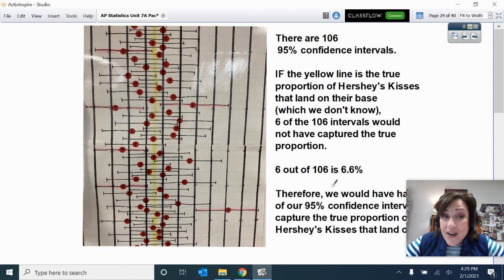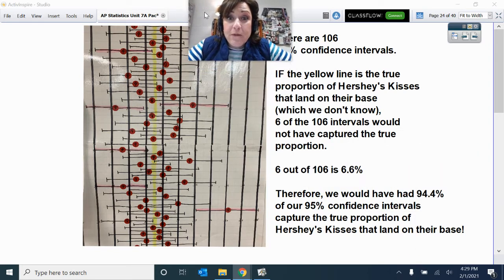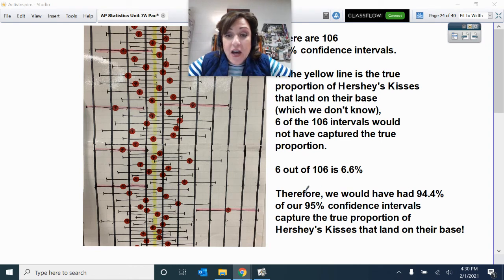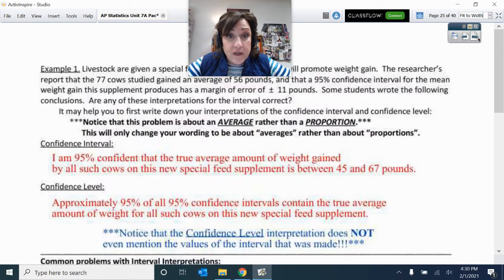So therefore, our real world data had 94.4% of our 95% confidence intervals capture that true proportion of Hershey's Kisses that land on their base. It's pretty good. So again, that is the interpretation of confidence level. It's about all the intervals. A level is about a bunch of intervals. Okay. So here we go.